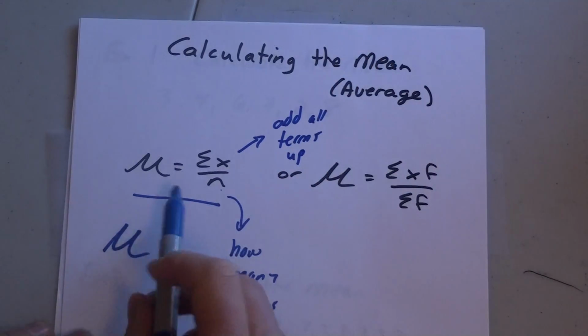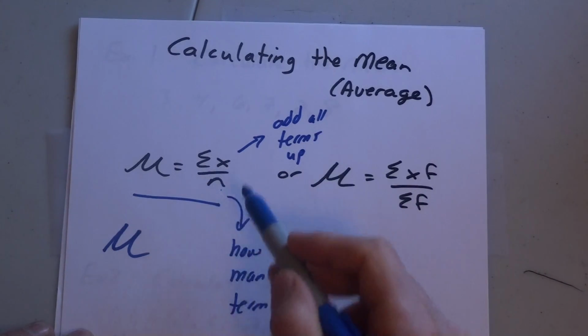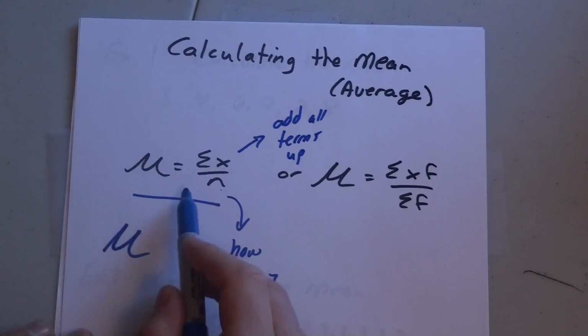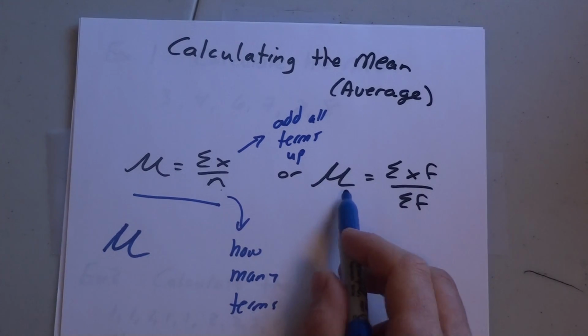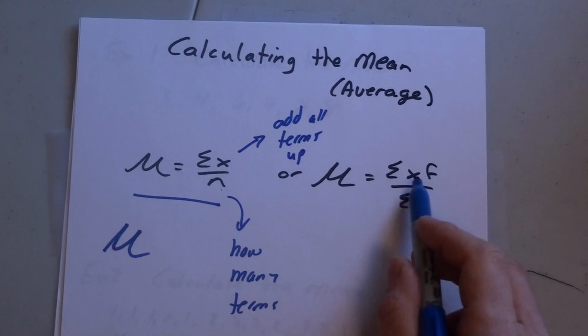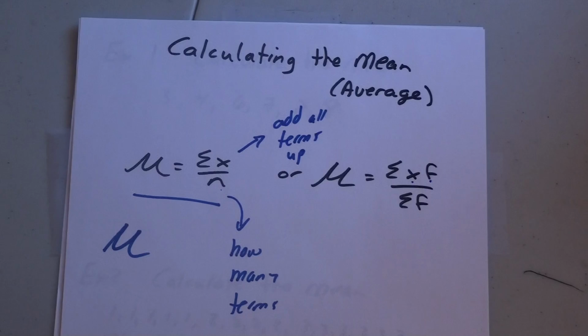So like I said, there's two main formulas. The first one is mu equals summation of x divided by n, add all your terms up, divide by how many there are. This is for basically a simple question. If you have a frequency table, the formula gets a little more complicated. It is mu equals the summation of x times f divided by the summation of f. And we'll do a couple of examples of each.